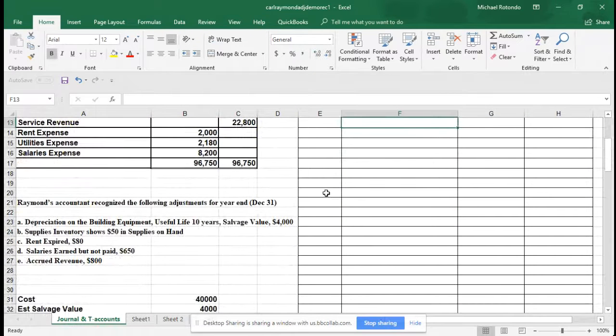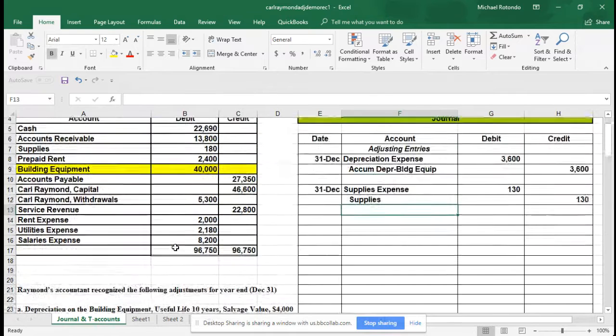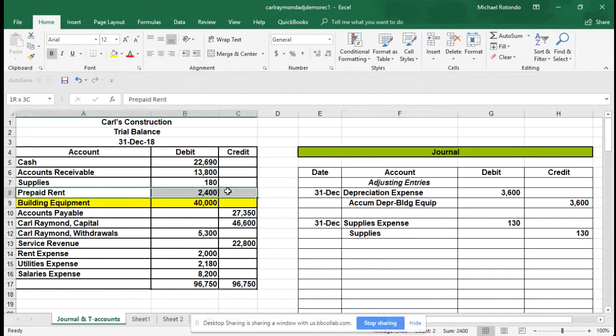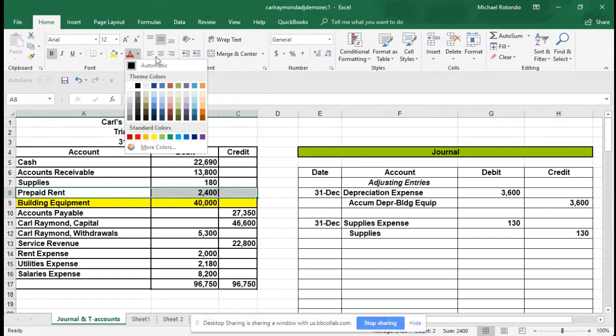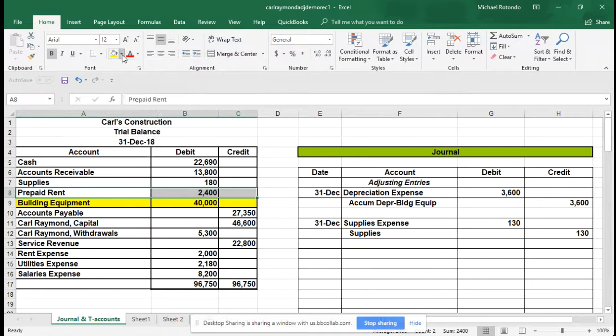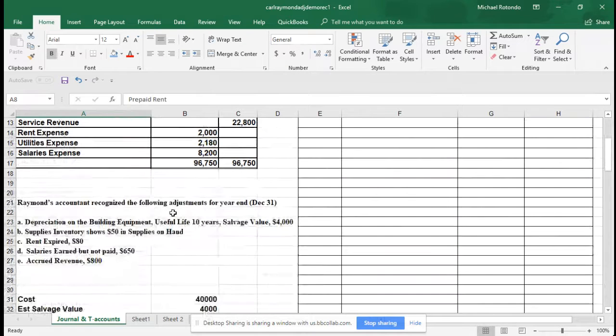So our third one is rent expired at $80. So this is related to the prepaid rent account. Prepaid rent, remember, is an asset, okay, because it's providing a future benefit. But as time goes by, we use it up. And when we use it up, it no longer provides a future benefit, it becomes an expense. So in this case, we've used up $80.